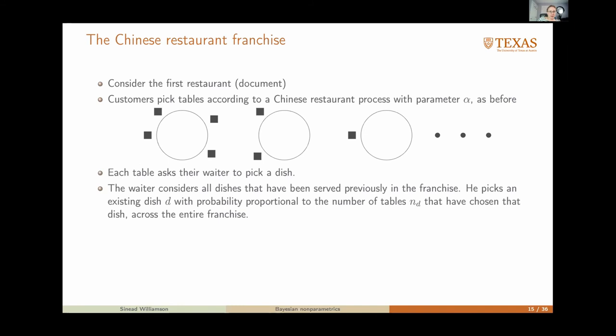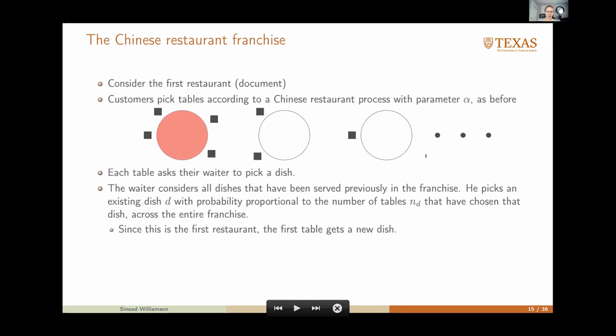And then rather than sampling a dish from that continuous distribution, they're going to ask their waiter to pick them a dish. And the waiter is going to consider all dishes that have ever been served in that franchise. And then he's going to pick a dish with probability proportional to how many times that dish has been served. Right? So how many tables in the entire franchise have chosen that dish. Or he's going to pick a new dish with probability proportional to some constant gamma. This is the first table, so he's going to get a new dish.